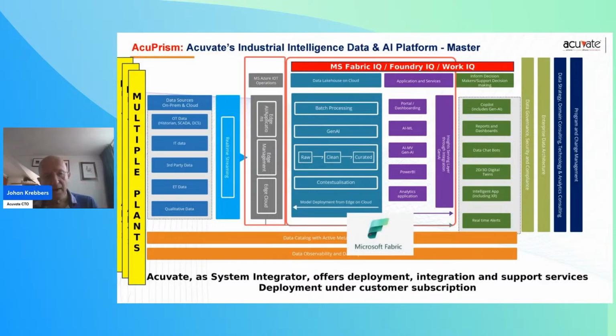bringing it together in Fabric, where we can apply the medallion architecture, where we bring the data from bronze to silver to gold, and we can apply data contextualization to align data, naming conventions, for instance, between various data sources. So that's Microsoft Fabric, and then in the green part, we visualize the results in either dashboarding, Microsoft Copilot, various digital twin solutions, etc. This is our AcuPrism enterprise environment.